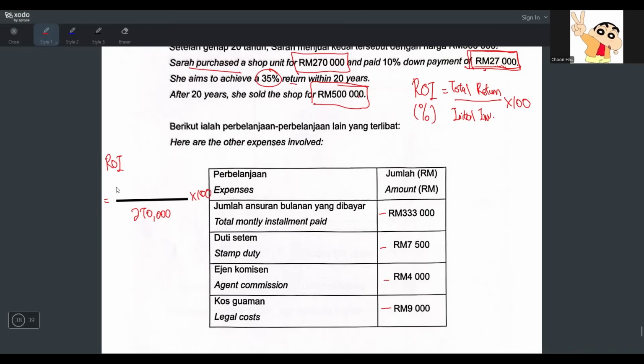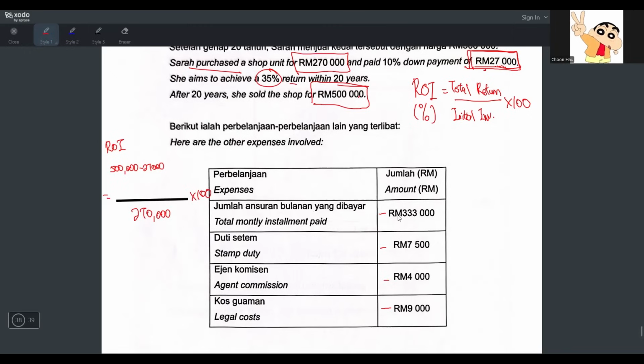because after 20 years she sold for 500,000, and then minus with what? Okay, there will be a lot, so I don't think there is enough space. So what I will do here instead, I will write equal here, but the ROI I will write up here. Okay, 500,000, that's the selling price, but minus 27,000, the down payment. Because the down payment is the payment that you already paid, right? And then don't minus the 270,000. That's the initial investment, and also this is the whole price of the shop. You should minus with the down payment.